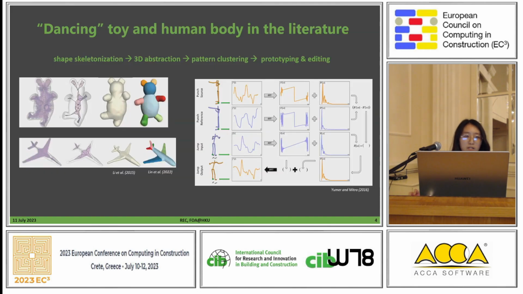So why do we want the buildings to dance with skeletons? People may not be familiar with dancing buildings, but you may be very familiar with dancing human bodies, animal bodies, and dancing toys. They are controlled by skeletons. So in the field of computer graphics and applied mathematics, shape skeleton is a very important concept for shape analysis tasks. The shape skeletonization could facilitate 3D reconstruction, 3D simplification, abstraction, and then identify the patterns and cluster the patterns, and then even for the following applications of prototyping and editing.